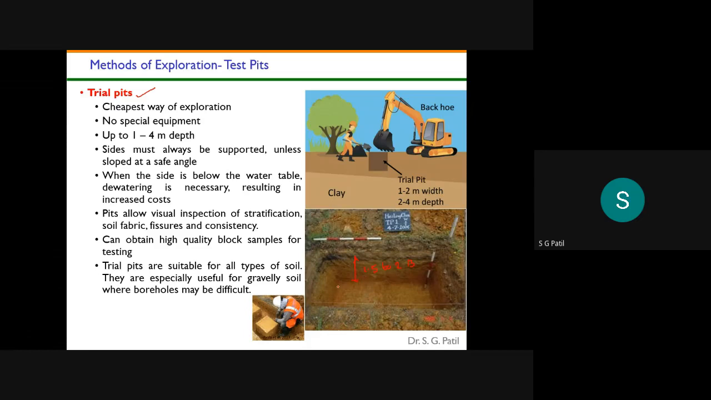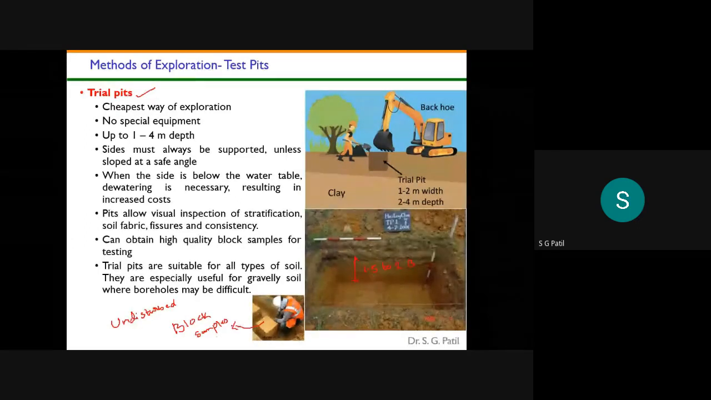Another very important advantage of the trial pit is that you can get this kind of block samples. These block samples are called undisturbed samples. These are very helpful to find out the engineering properties in the laboratory tests, like the C and phi value of the soil. So these are the advantages.